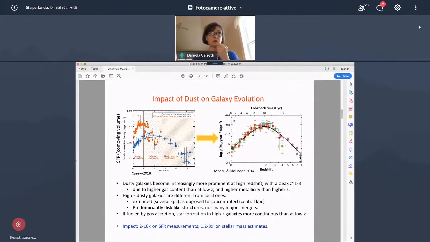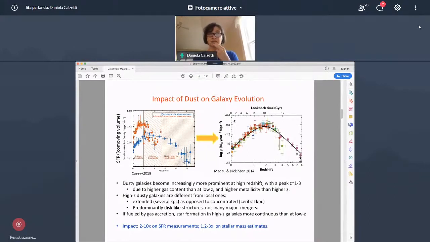There are also far more, allow me to say the word, mundane effects of dust on our understanding of galaxy evolution. Dust, just to be clear, doesn't affect galaxy evolution in any particular way beyond favoring or disfavoring star formation, but does affect in rather measurable ways how we quantify galaxy evolution. So on the top left is a plot showing the star formation rate density per unit comoving volume as a function of redshift of star formation in galaxies.